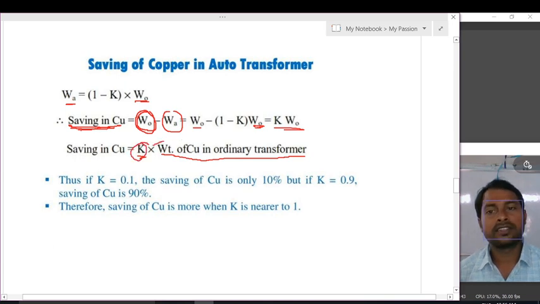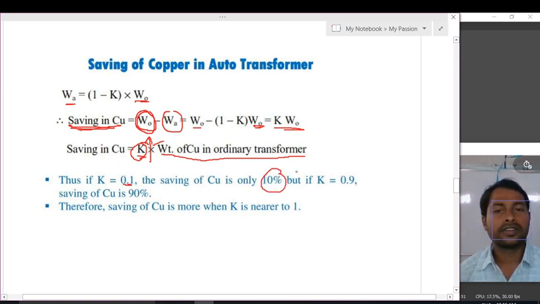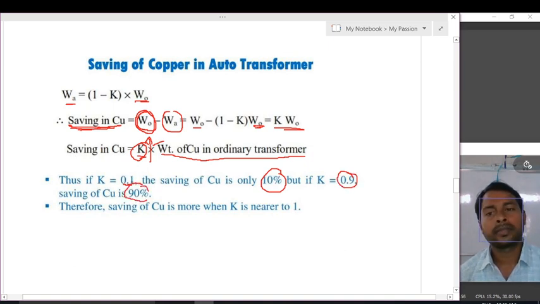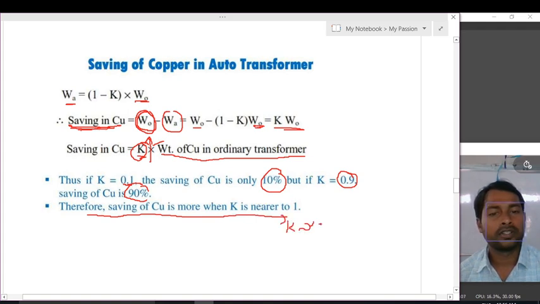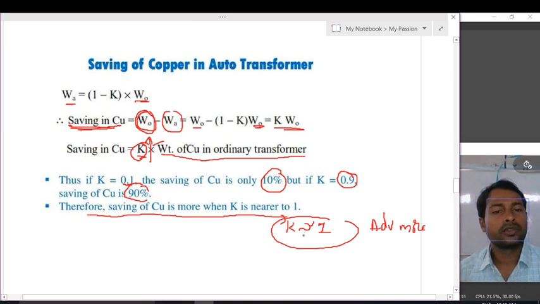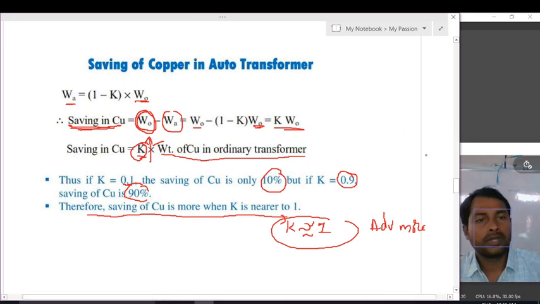So now the saving of the copper is K times the weight of the two winding transformer or ordinary transformer. If K increases, saving of the copper increases. So if K is 0.1, copper saving is only 10%. If K is 0.9, copper saving will be 90%. This is the main advantage of the auto transformer. Therefore the auto transformer must be used when K is nearer to 1, then the advantages will be more. These are the copper saving and output of the auto transformer.